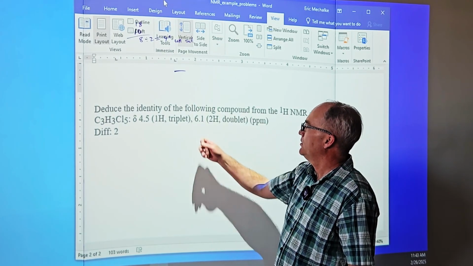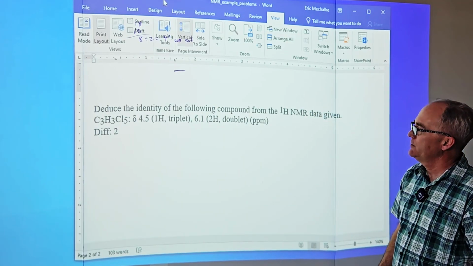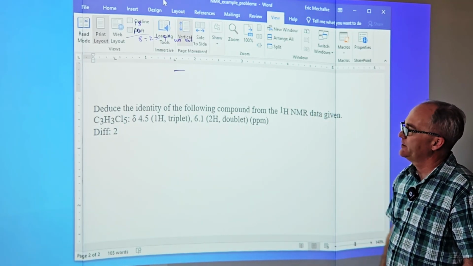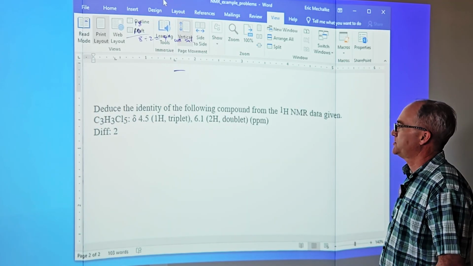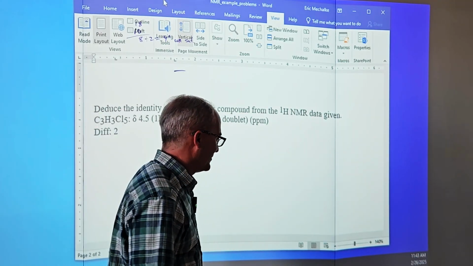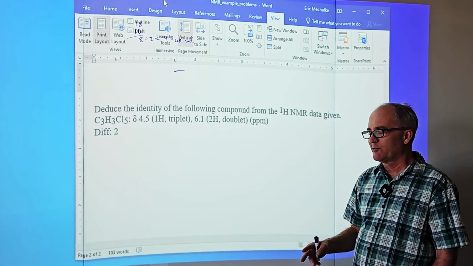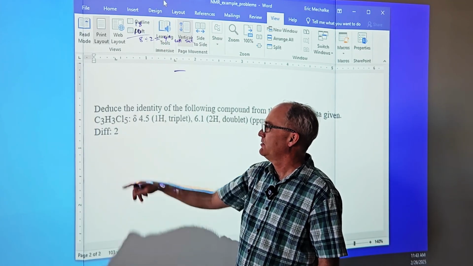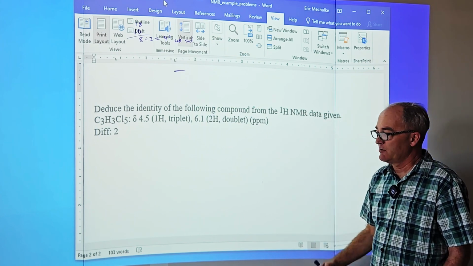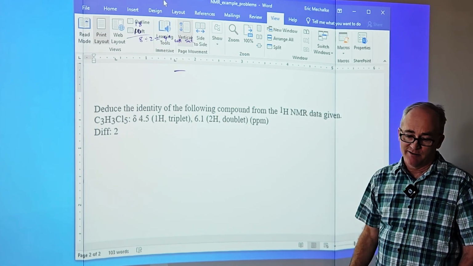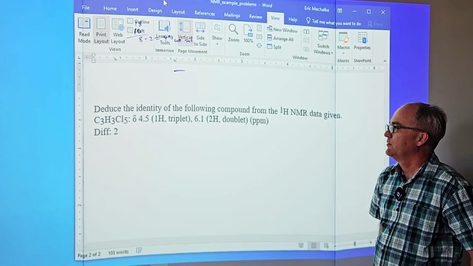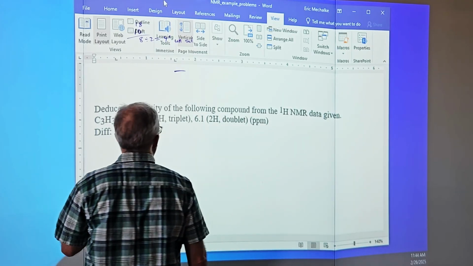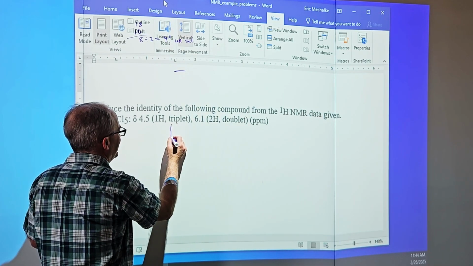At a delta value of 6.1, we have a doublet that integrates to 2 hydrogens. What are we going to write for a structure? C3, 8 of those, 5 of those. It's unsaturated. There's no double bonds. Granted, a little hard to have a ring. So maybe this will be our plan.